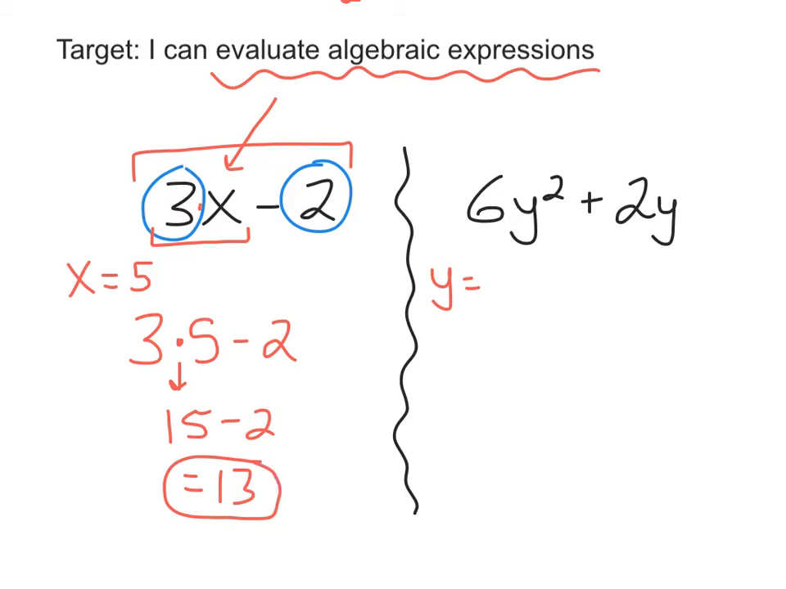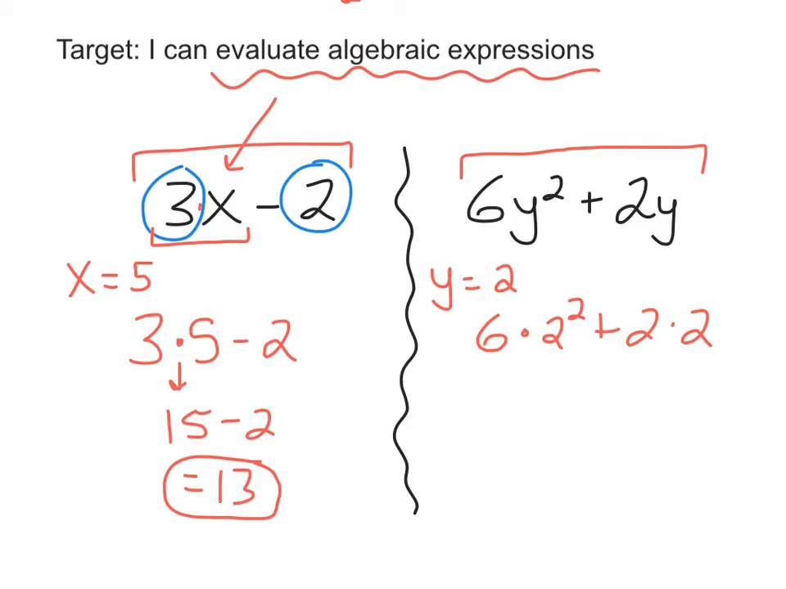We have another algebraic expression that's a little more complicated because it has two variables and they're the same. So this algebraic expression has three constants, an exponent, 6 and 2, a couple different operations going on, but one variable. So if we pick the value of 2 for y, we would plug it in, rewrite the expression: 6 times 2 squared plus 2 times 2.